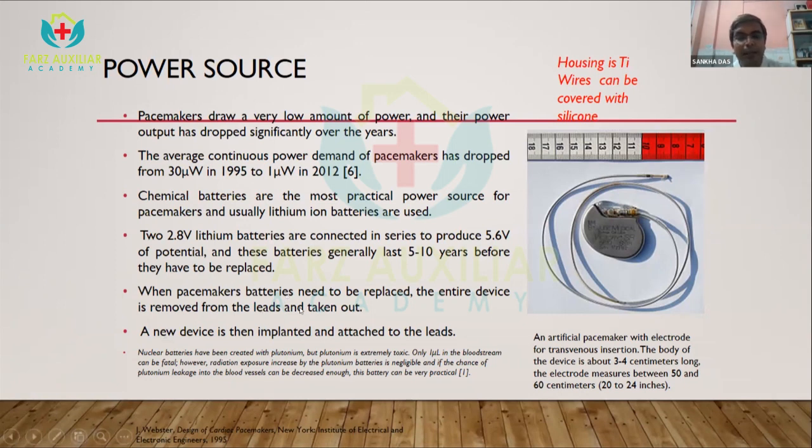When pacemaker batteries need to be replaced, the entire device is removed from the leads and taken out. So when you do a replacement, it is the battery that is replaced, not the leads. The leads remain the same. Only the battery is removed, and a new battery is implanted.